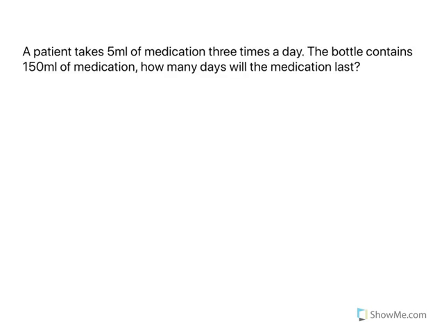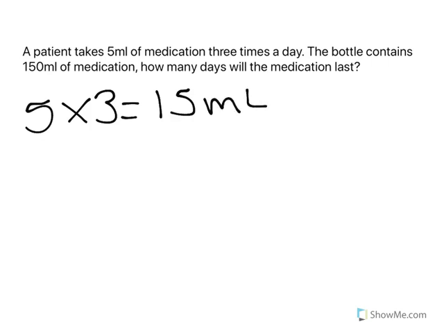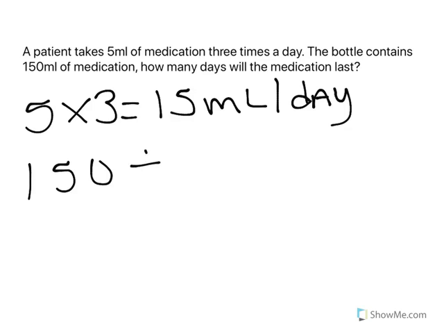This problem says a patient takes 5 mLs of medication 3 times a day. The bottle contains 150 mLs of medication. How many days will the medication last? So if they take 5 mLs 3 times a day, then 5 times 3 is 15. So 15 mLs in 1 whole day. And we want to know how many days this medication can last. So we're going to take 150, which is the total amount of medication that we have, and divide it by this 15 mLs, because that's what we're giving out per day, and we're going to get 10 days.